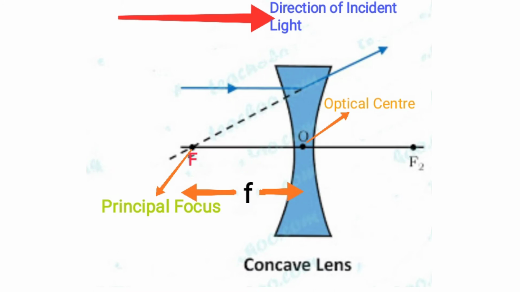Concave lenses have their principal focus or second focus towards the left side. To measure its focal length, that is the distance of F from the optical center O, we move against the incident light or along the negative x-axis. Hence, concave lenses have negative focal length and also negative power, as the power of the lens is the reciprocal of its focal length.